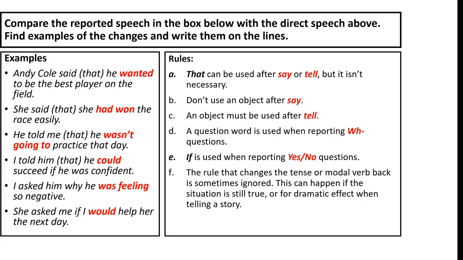And the last rule there: the rule that changes the tense or modal verb back is sometimes ignored. This can happen if the situation is still true or for dramatic effect when telling a story. For example, he said his name is Tommy. You don't have to say he said his name was Tommy, because his name is still Tommy until now.